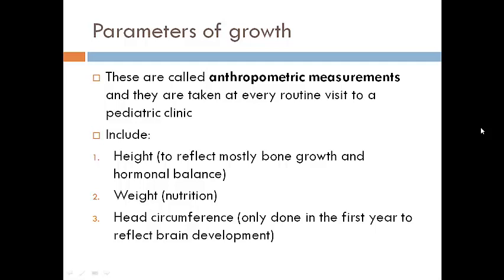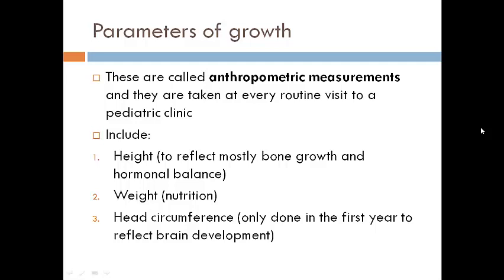The head circumference, which is basically how large the head is, is only done during the first year, and it reflects brain development. If you remember, when we took the session about the fetal period, I told you that the central nervous system starts working around 30 or 31 weeks or so. But even after it starts working, you can consider it a primitive nervous system. It's still not completely developed and functioning at its full capacity.